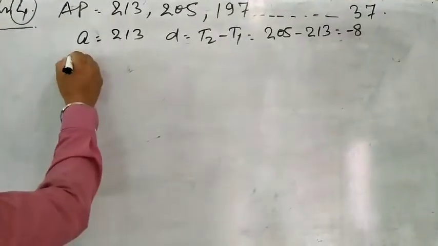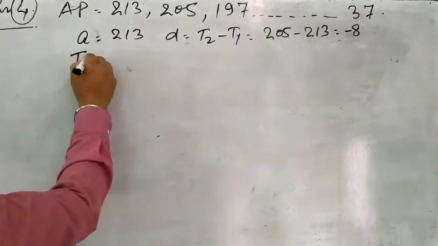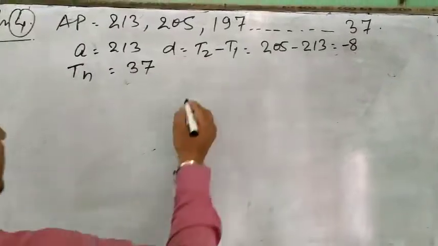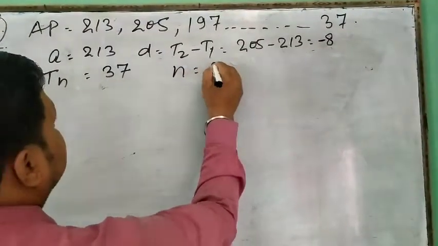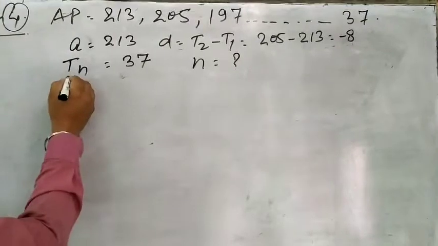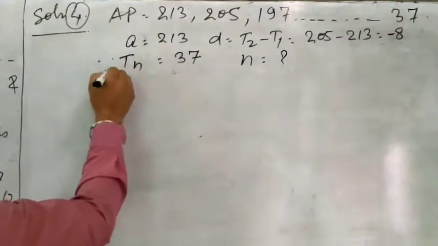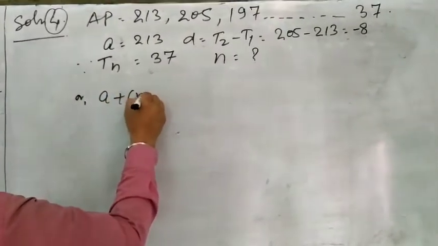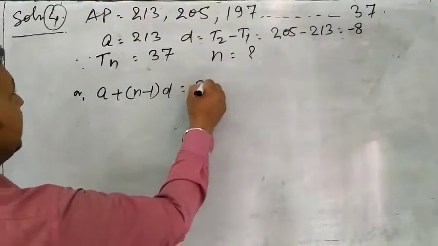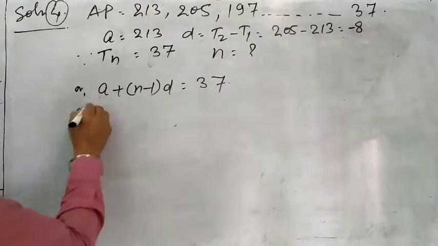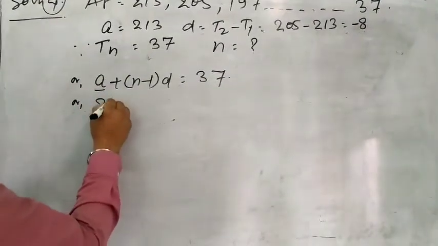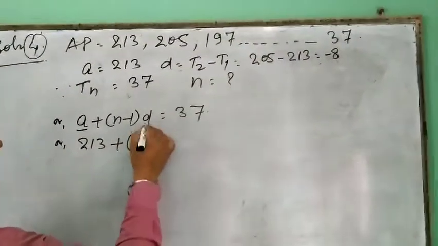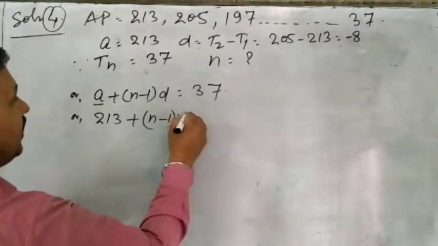And the last term, that means Tn, has value equal to 37. So what is the value of n? Since Tn equals 37, we write A plus (n minus 1) into D equal to 37. So your first term is 213, plus (n minus 1) into the value of D, which is minus 8, equal to 37.